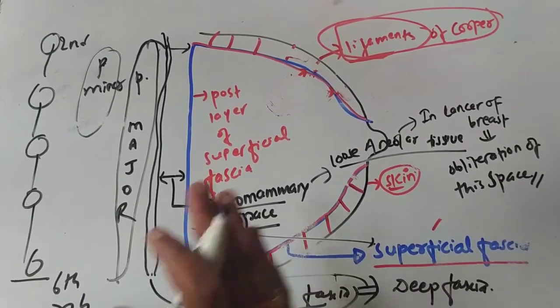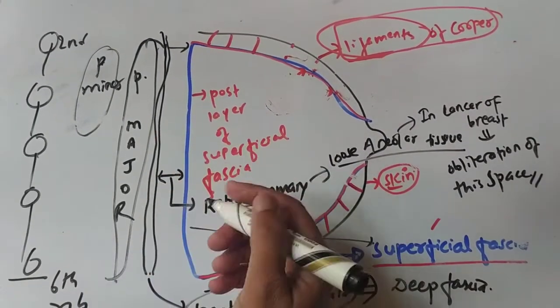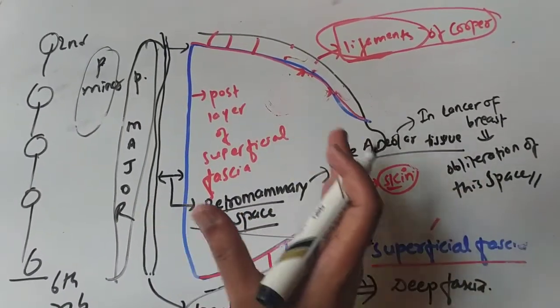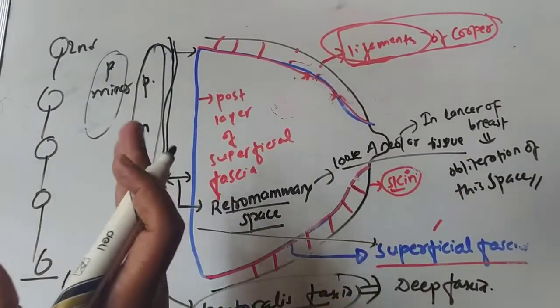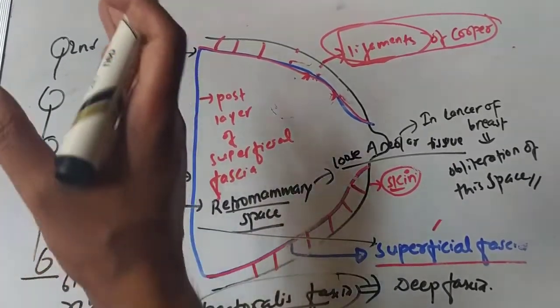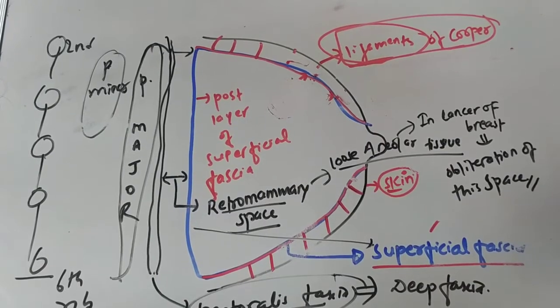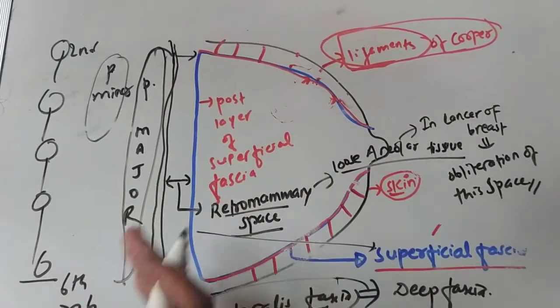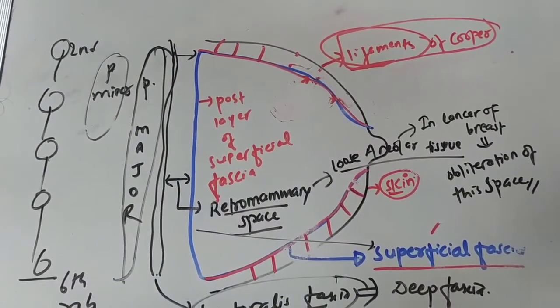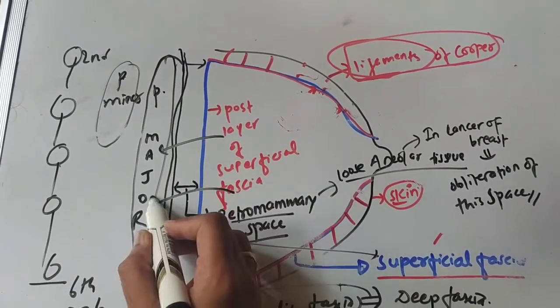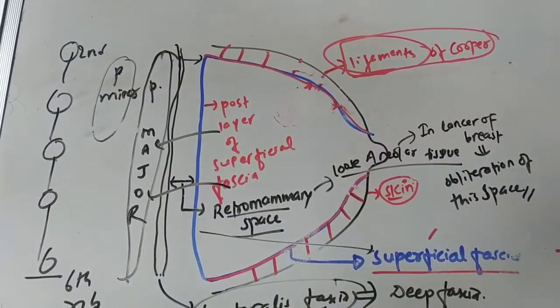And I told you the clinical aspect, the loose area. There are actually these structures: the superficial fascia, the deep fascia, the pectoralis major muscle, the minor muscle, and you can see the ribs present from the second rib to the sixth rib. In some cancers there is obliteration of the retromammary space, and whenever the cancer cell invades the pectoralis major muscle, the retromammary space is obliterated.